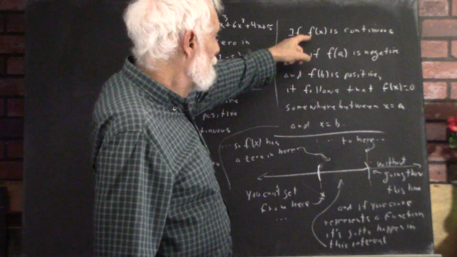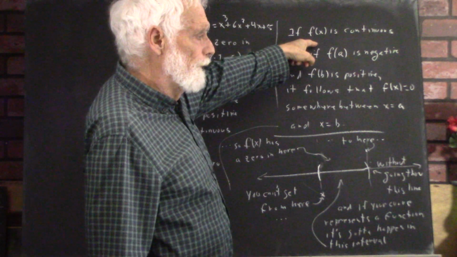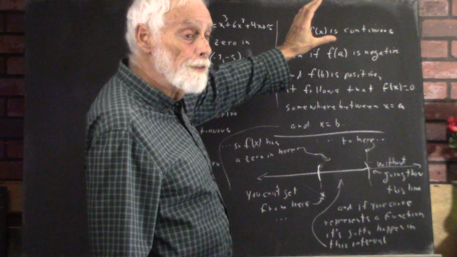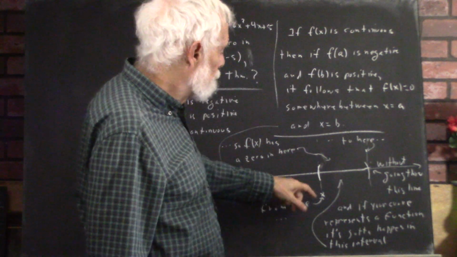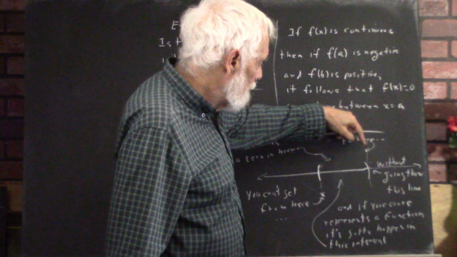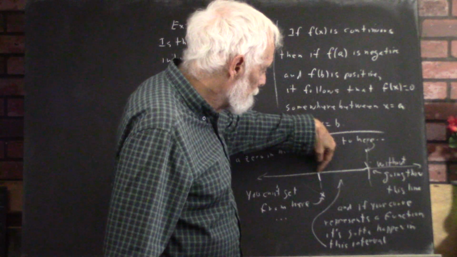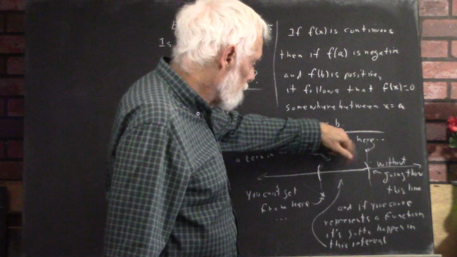So, I didn't say all the words. f of x, I'm implicitly regarding this as a function, but provided f of x is a function, and provided it's continuous, if you go from here to here, you got to go through the x-axis on some interval here, within this interval.